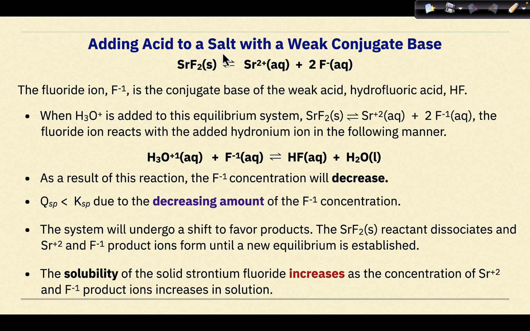Adding acid to a salt with a weak conjugate base. The fluoride ion F-1 is the conjugate base of the weak acid hydrofluoric acid, HF. When the hydronium ion is added to this equilibrium system, SrF2 solid dissociates to form Sr+2 and 2F-1. The fluoride ion reacts with the added hydronium ion in the following manner.